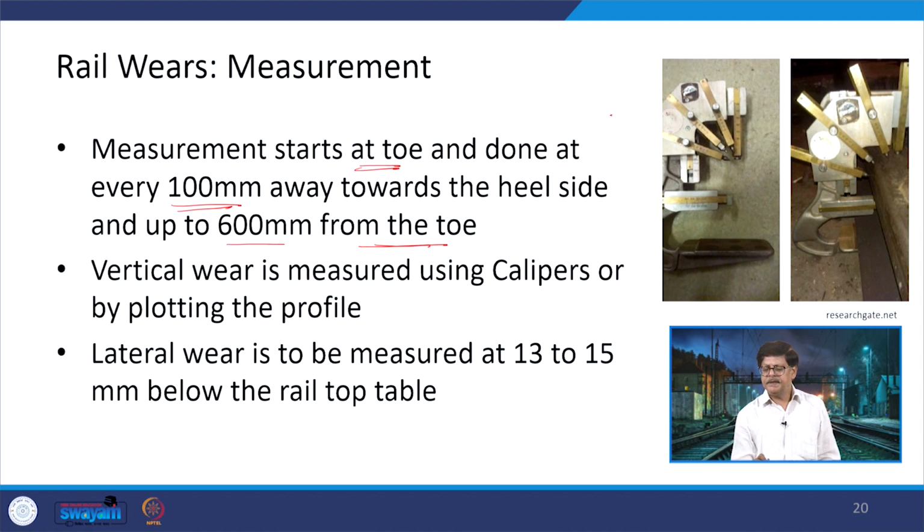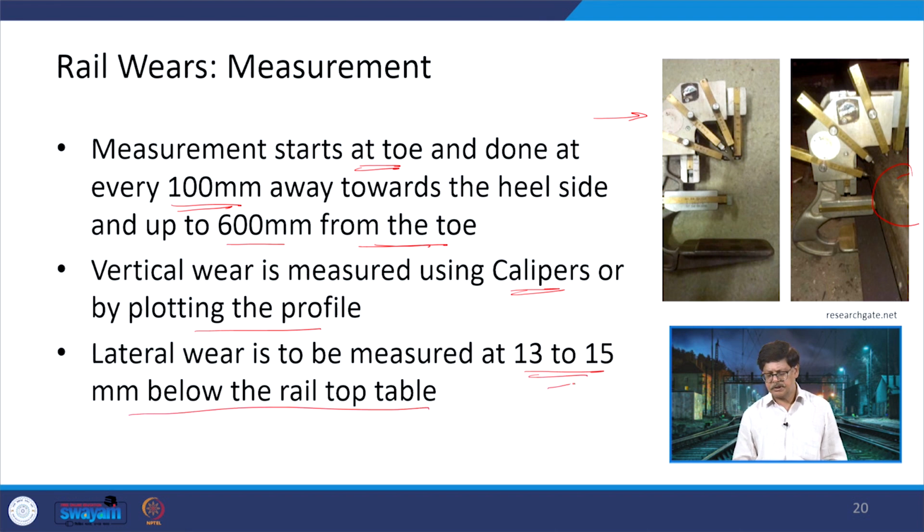Now, on the right hand side again, one photograph is being shown. You can see that different needles or calipers type of items have been used, and they are fixed at the top of the rail head, and then the values at the head and at the side can all be taken simultaneously. So, that is where the calipers can be used, or we can just plot the profile by using some advanced techniques.